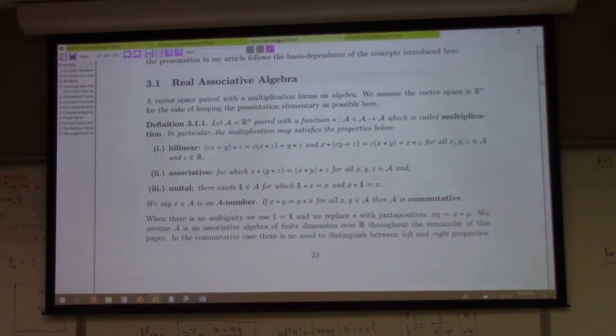Hooray. Okay, so here was the definition I wrote on the board for algebra, right?